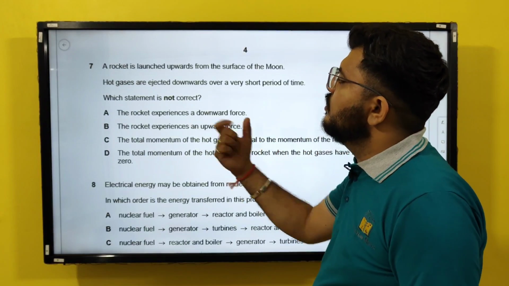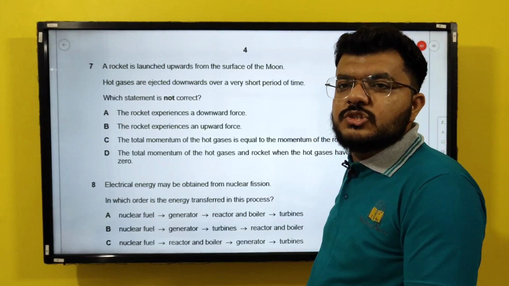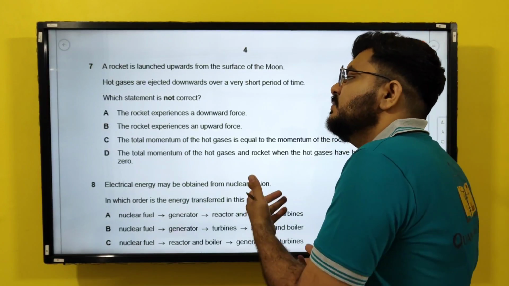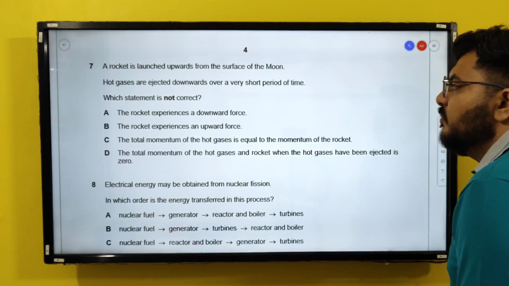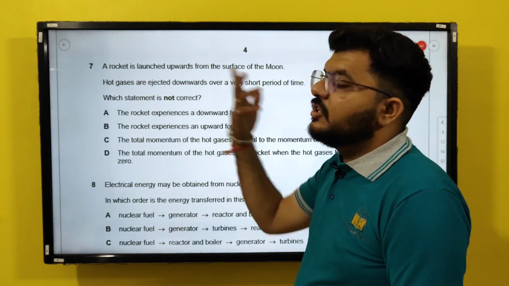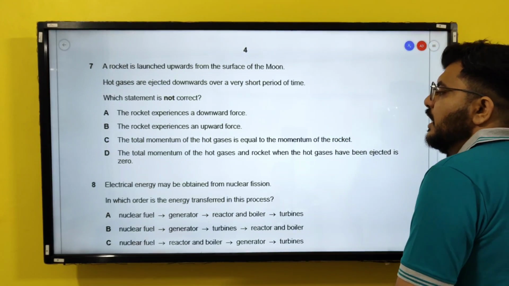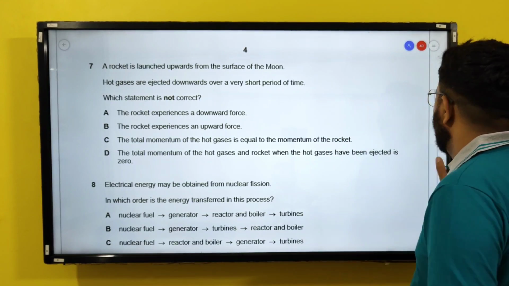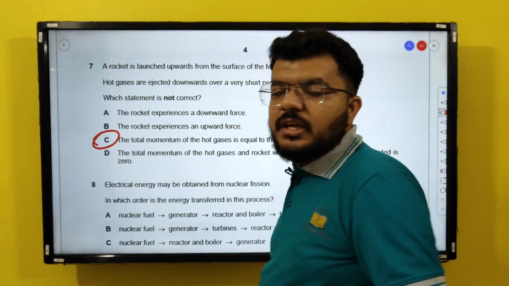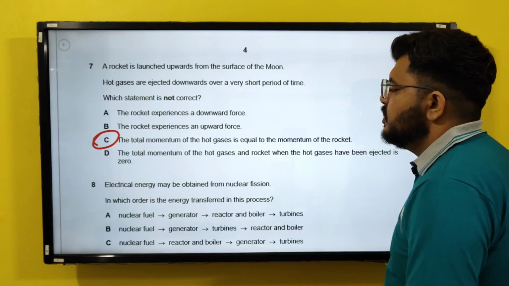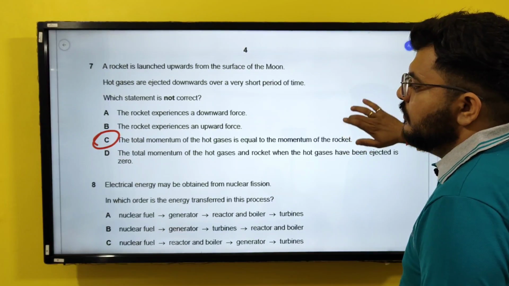Now you might think this is a non-correct statement. It is experiencing a downward force. It is known as weight. It's always experiencing a downward force. The rocket experiences an upward force because of the thrust of the hot gases. The total momentum of the hot gases is equal to the momentum of the rocket. That is how it gets lifted, right? So option C is your correct answer.